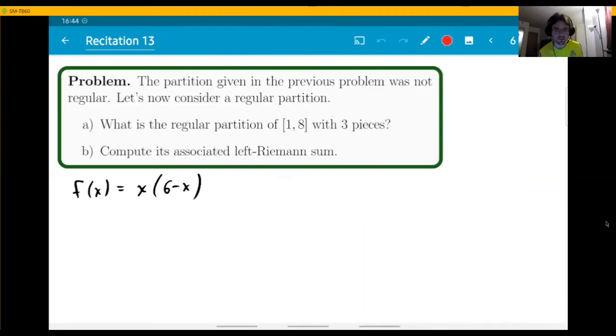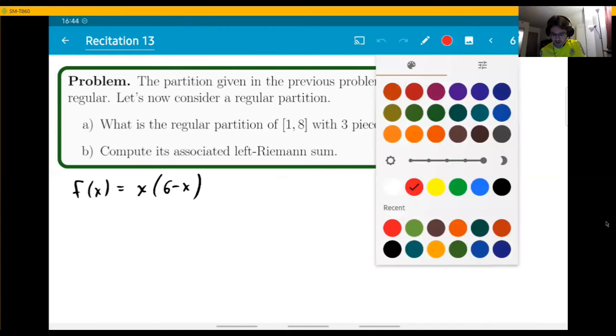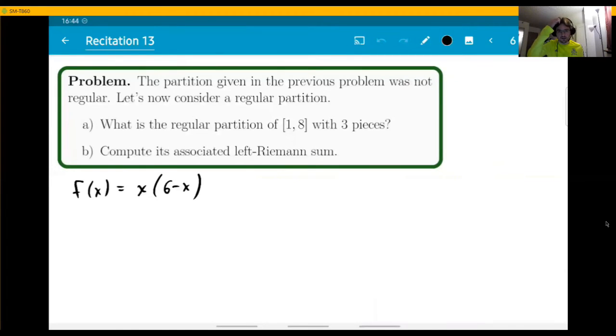Here's another problem. The partition given in the previous problem was not regular, as we mentioned, right? The lengths of the subintervals were not all the same. So now let's consider a new regular partition. Question: what is the regular partition with 3 pieces?